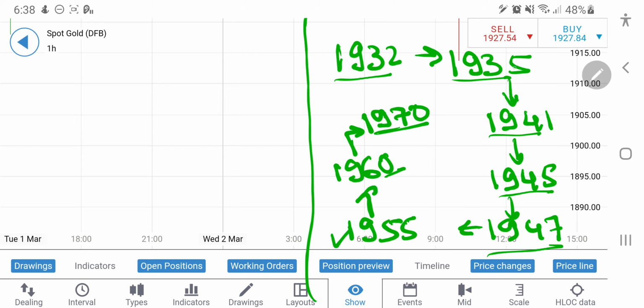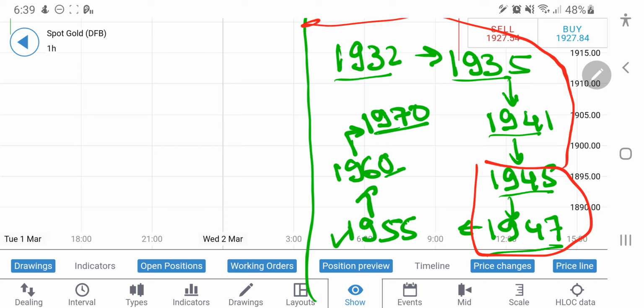But strictly, it can reverse again till 1945, till this zone it can reverse again. So take profit every time, and then if you see it trading in your direction, you can re-enter again. So yes, this is all.